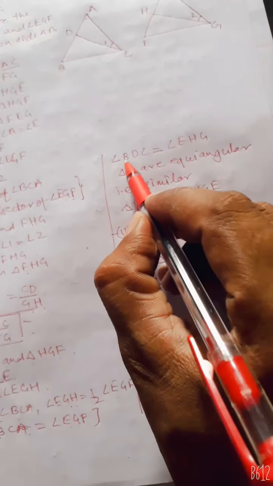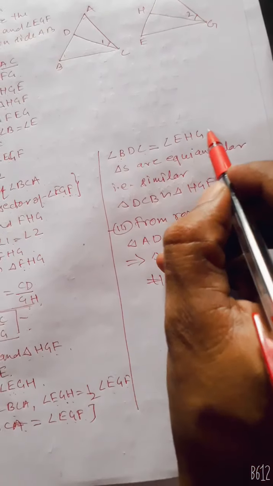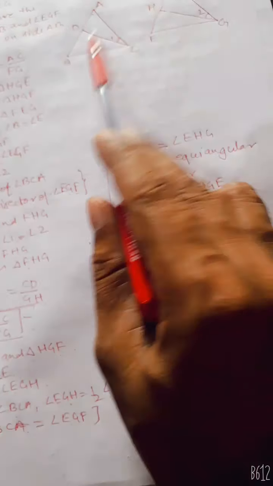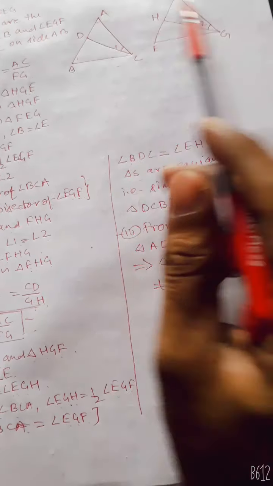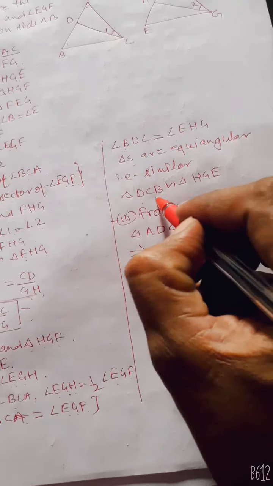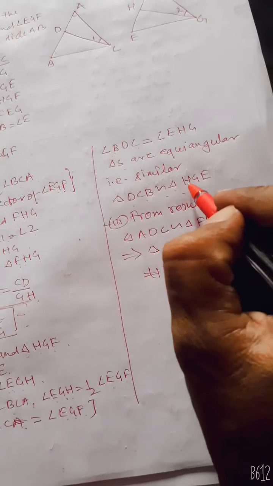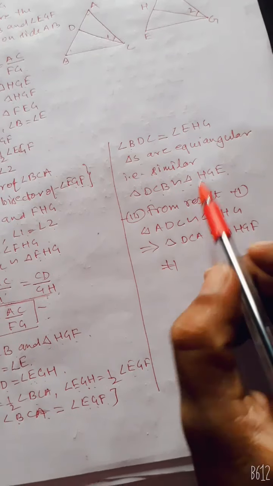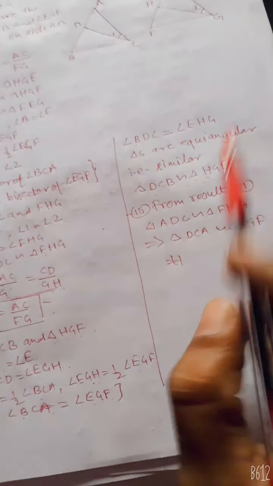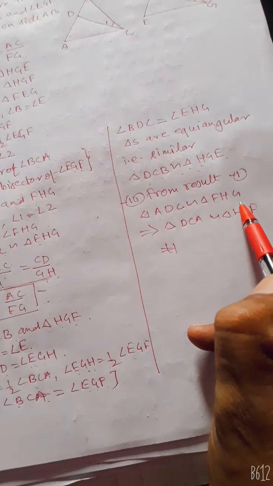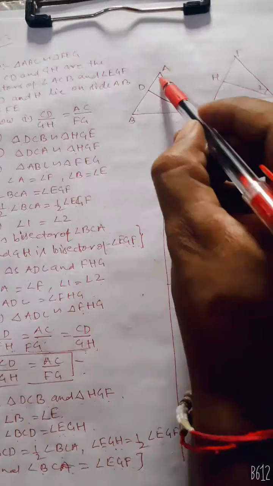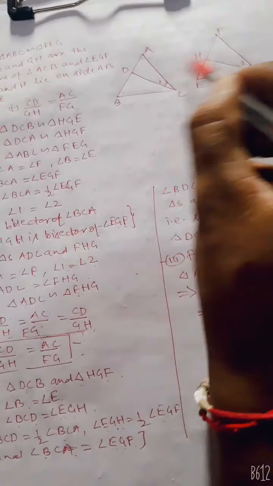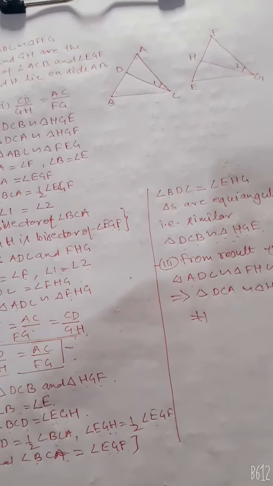And the third angle, that is angle BDC equals angle EHG, so the triangles are equiangular, that means all the angles of these two triangles are equal, so they become similar, that is triangle DCB is similar to triangle HGE. Now from the first result we can say triangle ADC is similar to triangle FGH, because angle A equals this angle. So by angle similarity these two will be similar to each other.